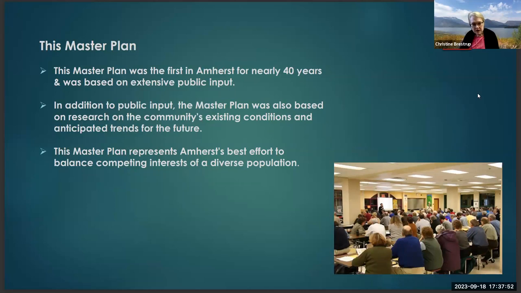This master plan was the first in Amherst for nearly 40 years, and it was based on extensive public input. You can see the picture of people gathered at the high school cafeteria all giving their input to the consultants on the master plan. In addition to public input, the master plan was also based on research on the community's existing conditions and anticipated trends for the future. Of course, the existing conditions have changed a little since the master plan was created. So this master plan represents Amherst's best effort to balance competing interests of a diverse population. And our population is quite diverse in terms of age, income, education, race, many things. Next slide, please.